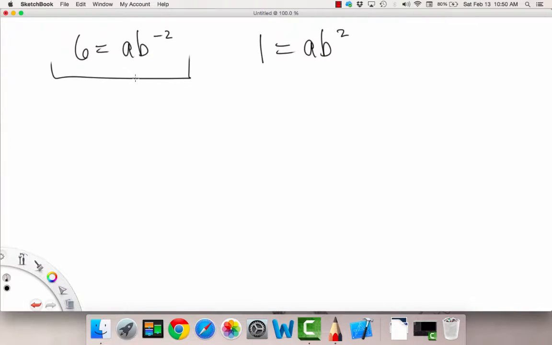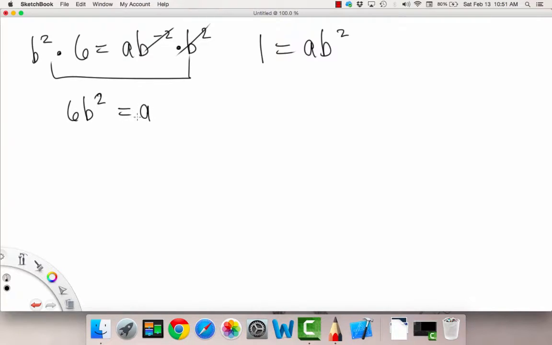Okay, so we're at the following. We have 6 is equal to a b to the -2 power, and 1 is equal to a b squared. What we're going to do is take one of the equations, let's say this one, and solve for one of the variables, and by solve I just mean get it by itself on its own side of the equal sign. So let's solve for a. We multiply by b squared on both sides, so the exponents cancel out and we just get 1. So a is equal to 6 times b squared.